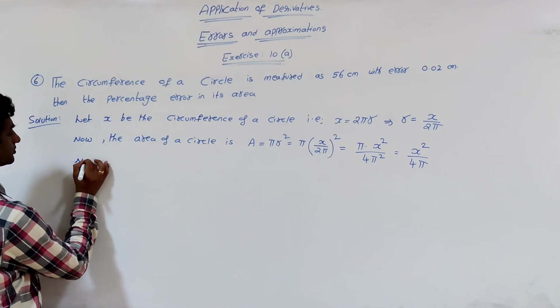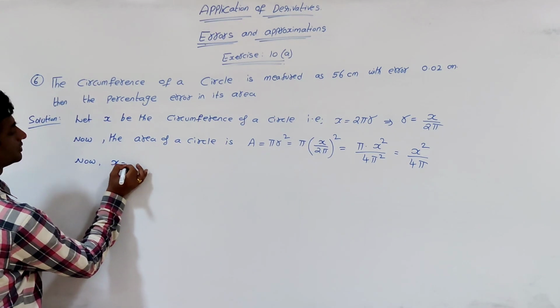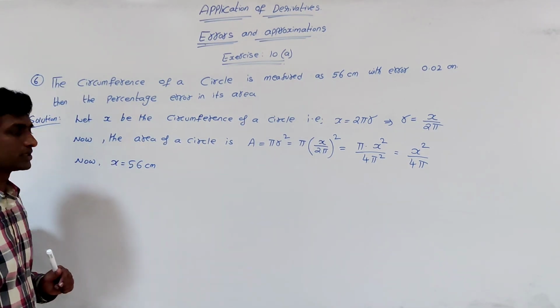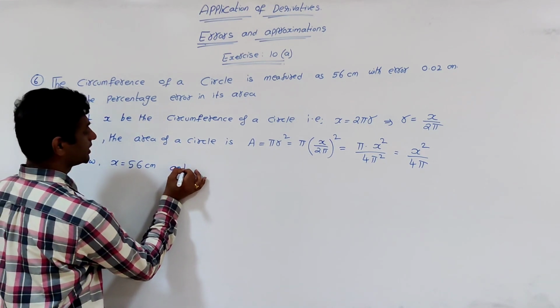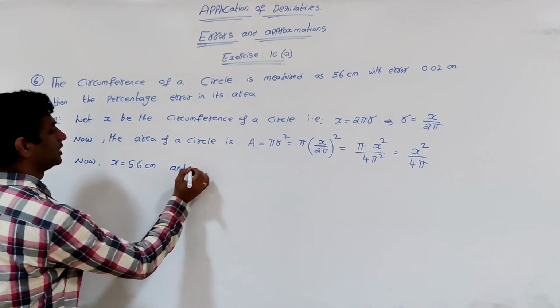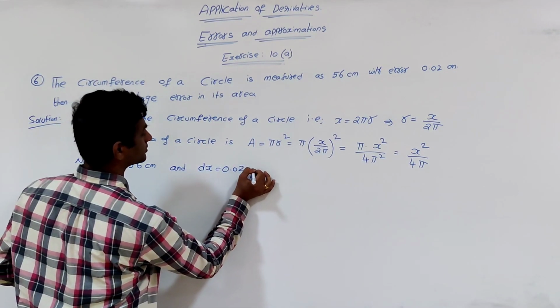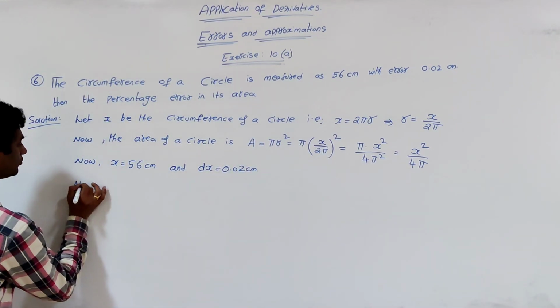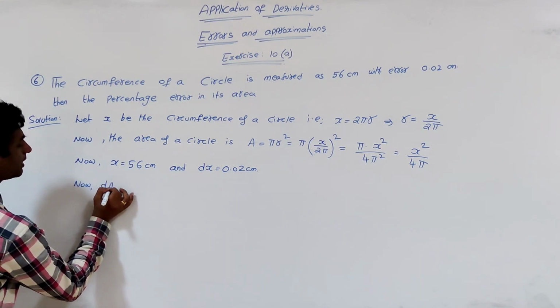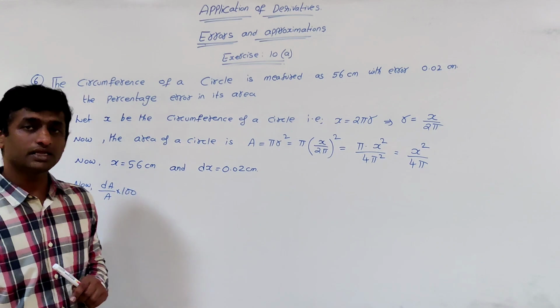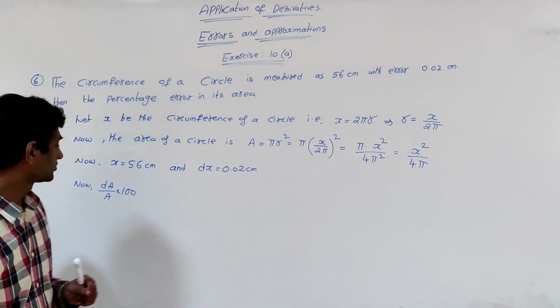Now x is 56 centimeters because it is the circumference, and its error in the circumference dx is given as 0.02 centimeters. Now we have to find dA by A into 100, that is the percentage error in its area.